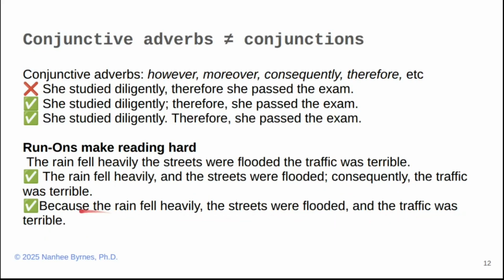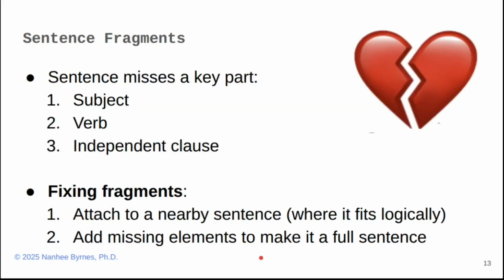Now, let's turn to sentence fragments, which usually require a little more creativity to fix than run-ons. A fragment is simply a sentence that looks complete on the surface, but is actually missing a key part, most often a subject, a verb, or a full independent clause. When you find a fragment, you generally have two options. You can attach it to a nearby sentence where it logically belongs, or you can add the missing elements so that it becomes a full sentence on its own. Let's look at some common cases.